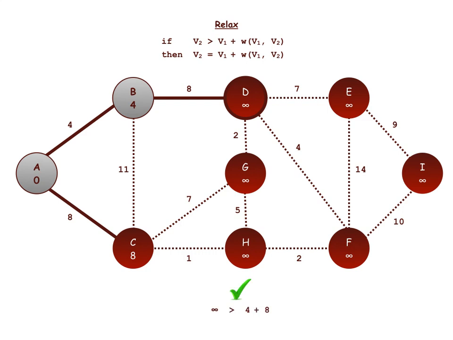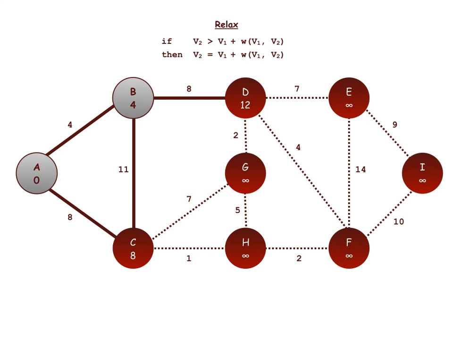In this case, we're comparing infinity to 4 plus 8, and clearly infinity is larger, so D's value gets updated. Next, the edge connecting B to C. Here we're comparing 8 to 4 plus 11. In this case, 8 is not larger than 4 plus 11, thus meaning we did not find a shorter path here, so C's value remains unchanged.